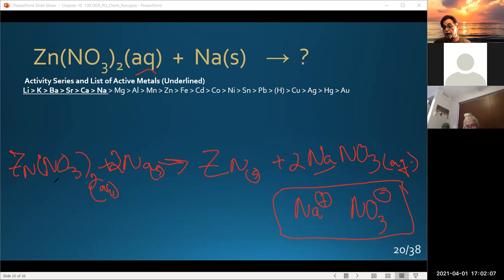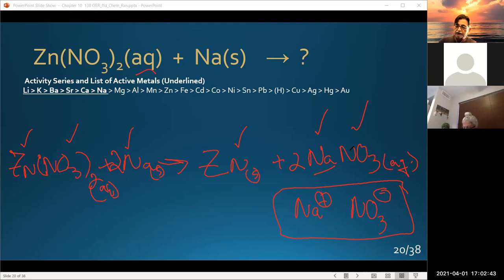So go back and check now. I got 1 zinc, 1 zinc. So my zincs are balanced. I got 2 sodiums here and 2 over here, they're balanced. And I got two nitrates. Remember, the polyatomic ions keep them together as packets. It's much easier to balance them. I got two over here, and guess what? I got two over here also because I got a 2 in front of sodium nitrate. So I have a balanced chemical reaction here.